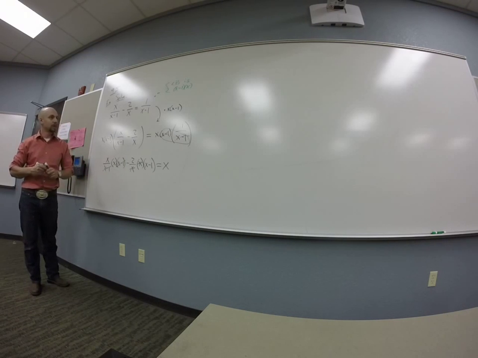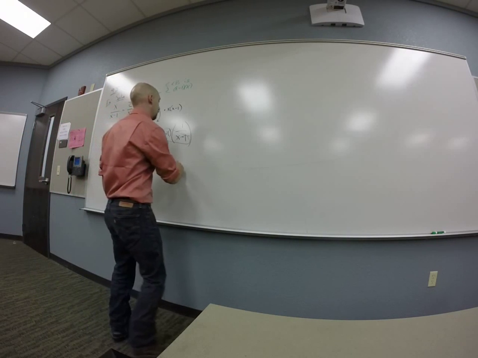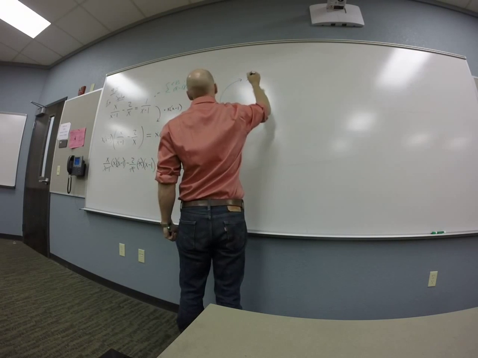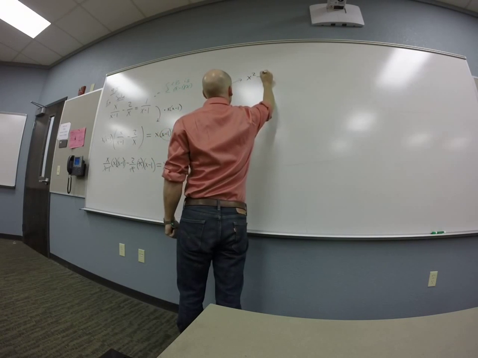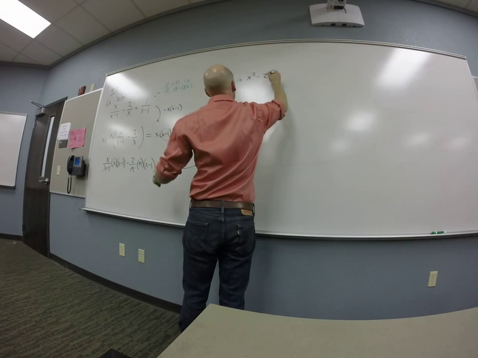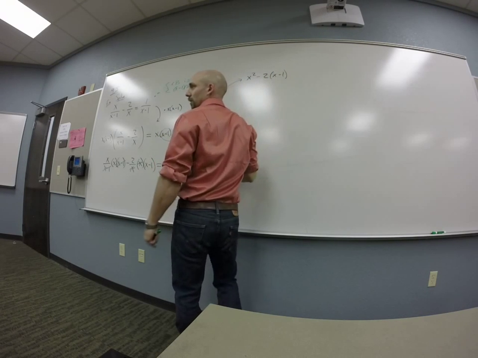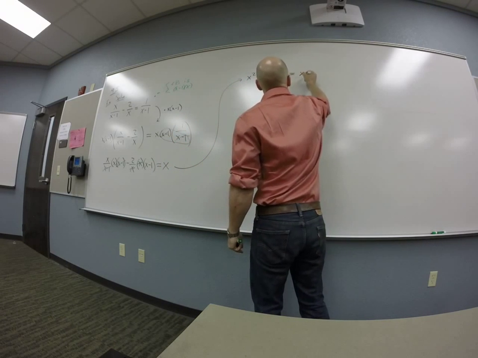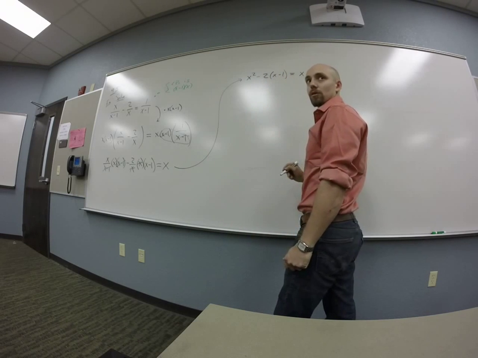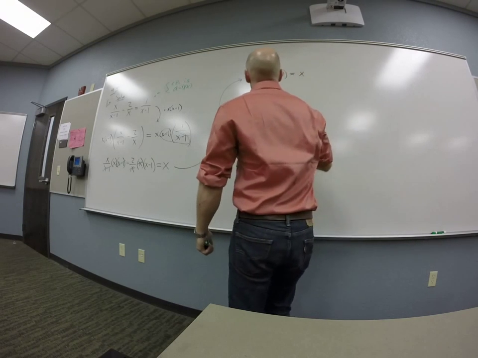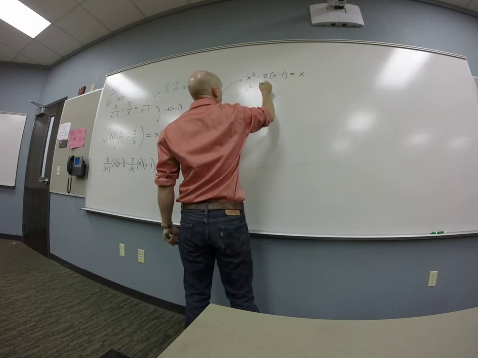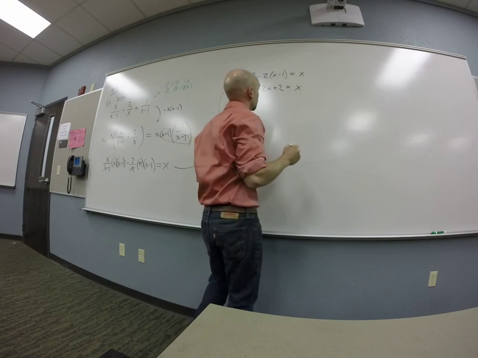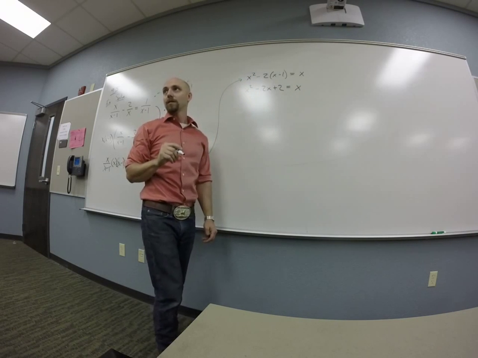So all told here, I'm going to get x squared minus 2 times x minus 1. Make sure you're distributing on that one. And that's equal to x. Cool with this? So I get x squared minus 2x plus 2 equals x. Cool.